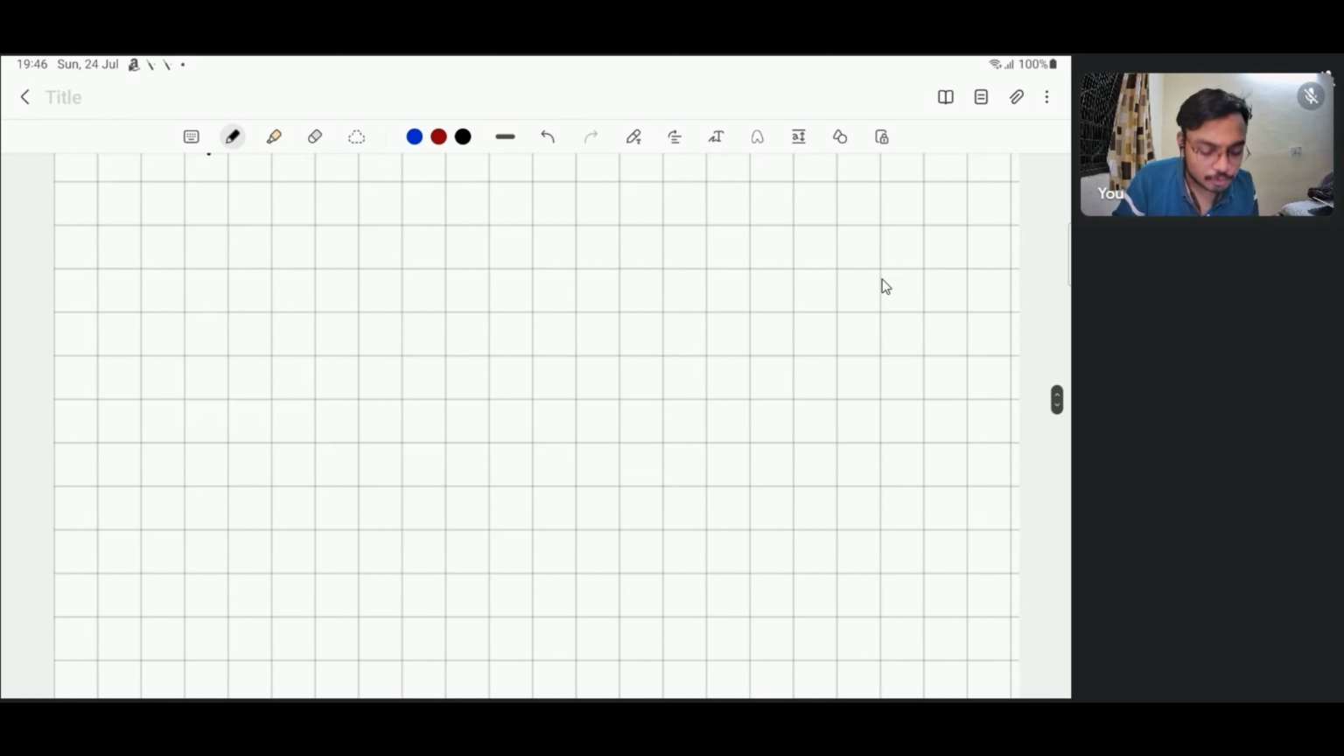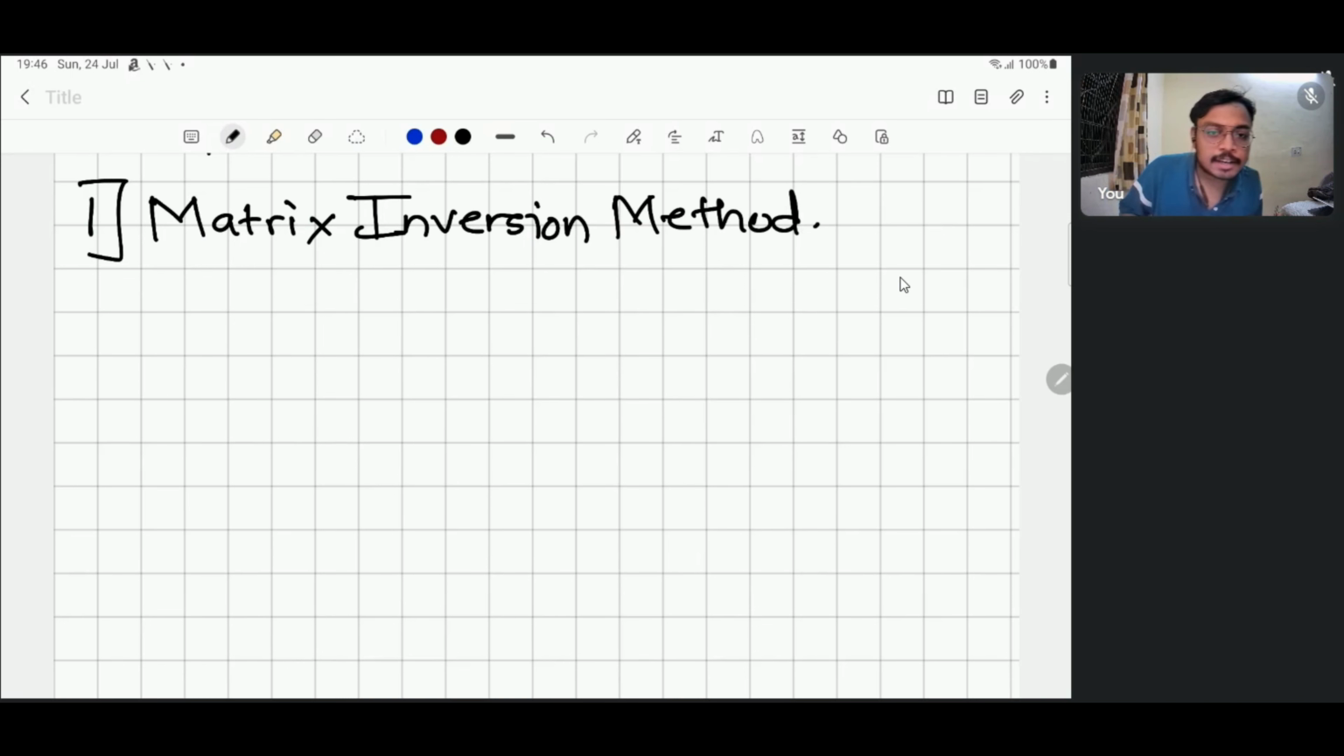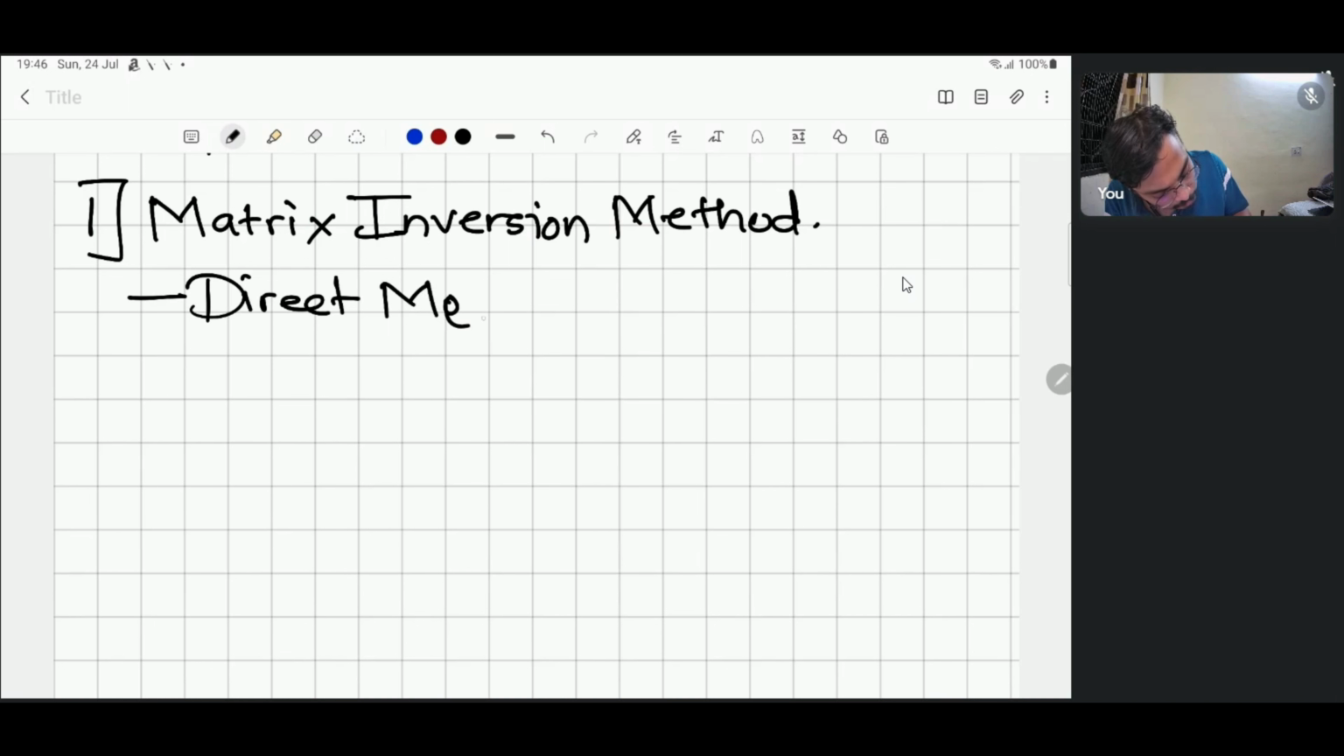Now first we will see the matrix inversion method. This comes under the category of direct method. This is a direct method of finding the solution of a linear system. Why is it a direct method? Because without any number of iterations we get directly the values for the unknowns.